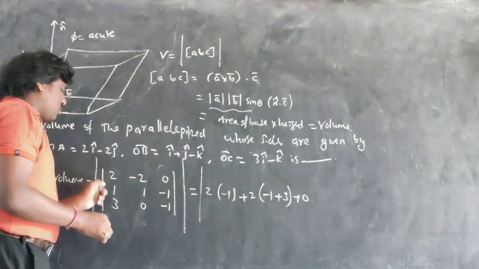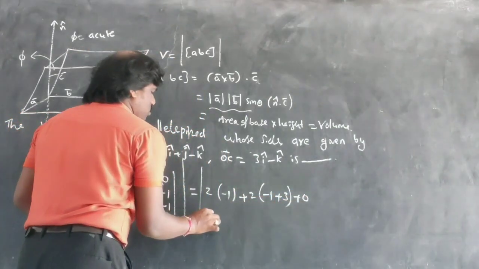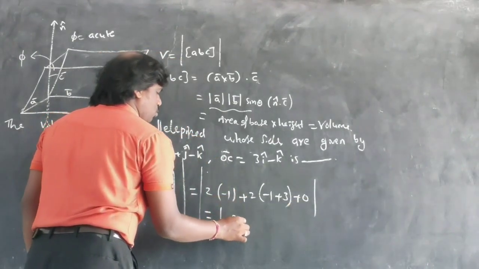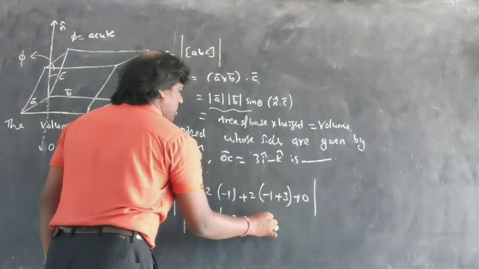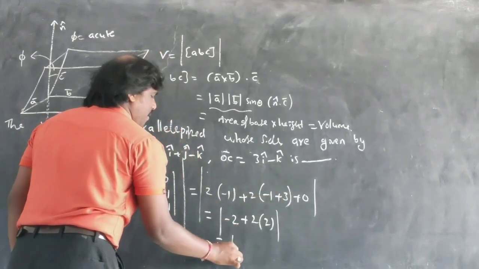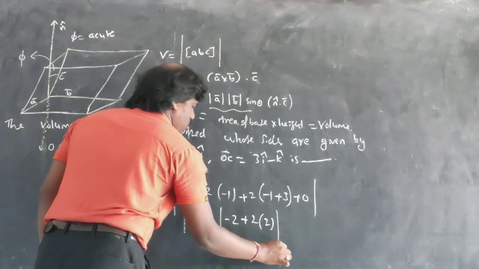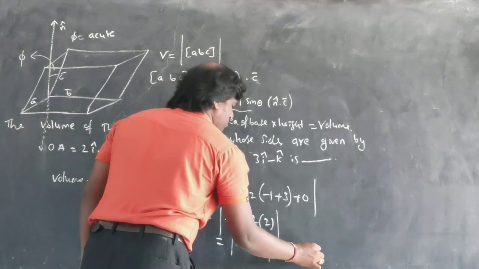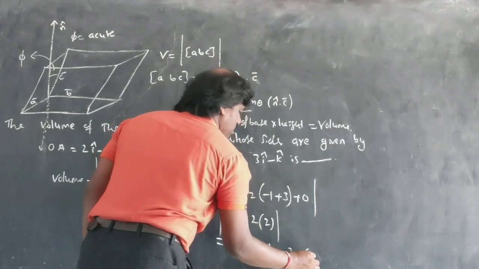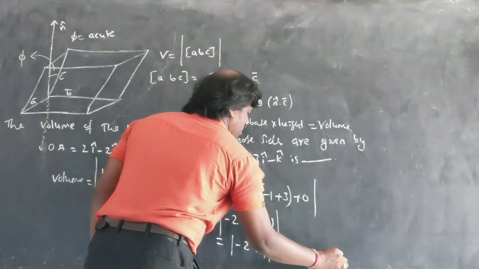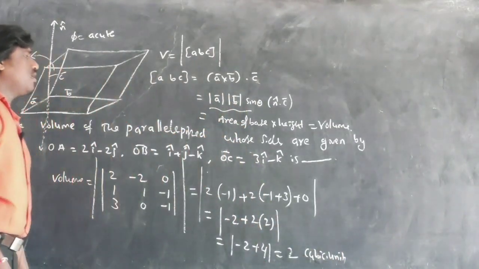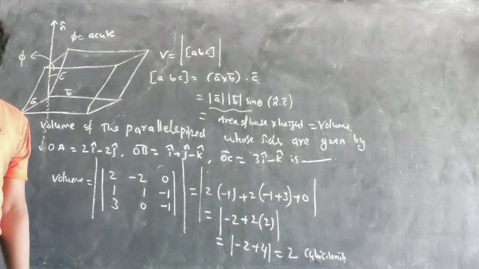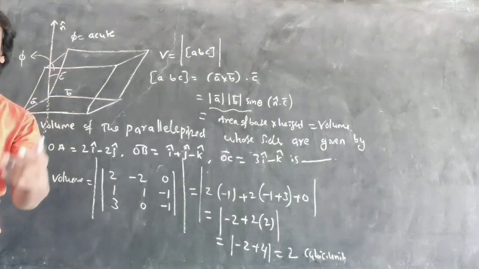Whenever you have 0, no need to do this calculation, because you get the 0. So the answer which I am getting is 1 minus 2 plus 2 times of 3 minus 1, which is 2. That is, I am getting minus 2 plus 4, that is equal to 2. So 2 cubic units. This is always written as cubic units, because volume is calculated in cubics. So 2 cubic units is the volume of the pipette. Let us solve another question.